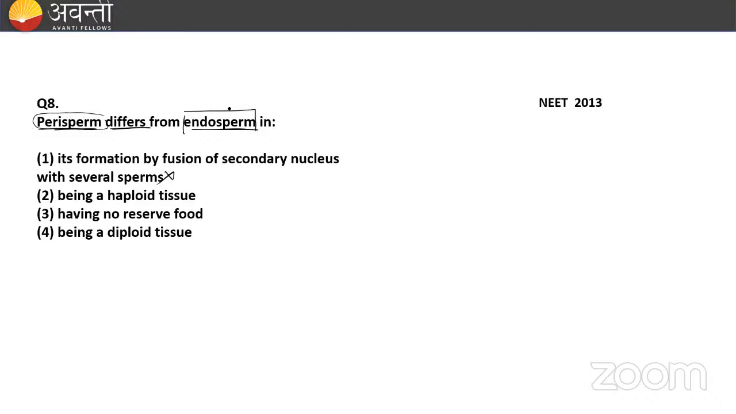Remember that endosperm has triploidy. That means it is triploid because it is a result of double fertilization or a triple fusion. Fusion of the central cell, which consists of two polar nuclei, and the male gamete.